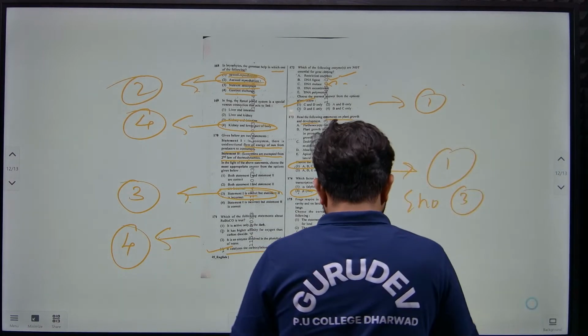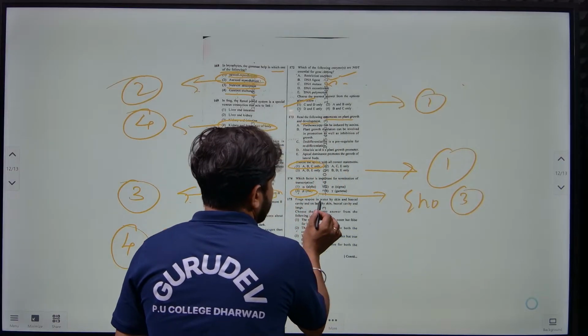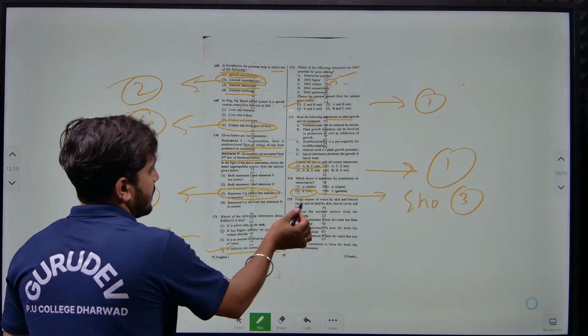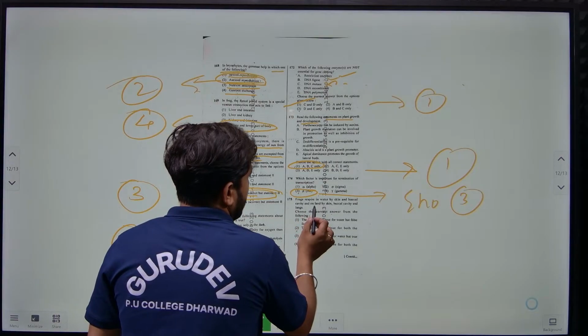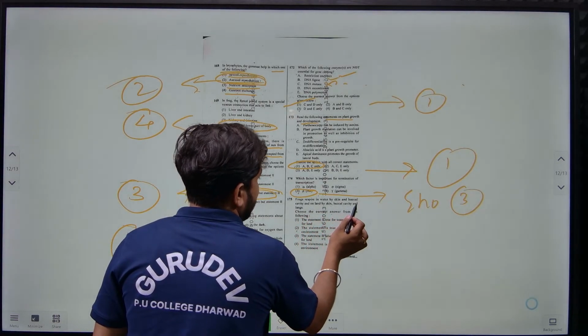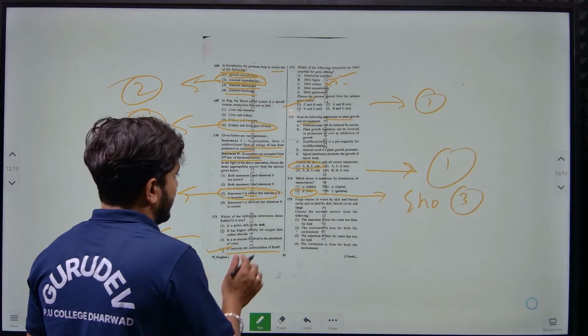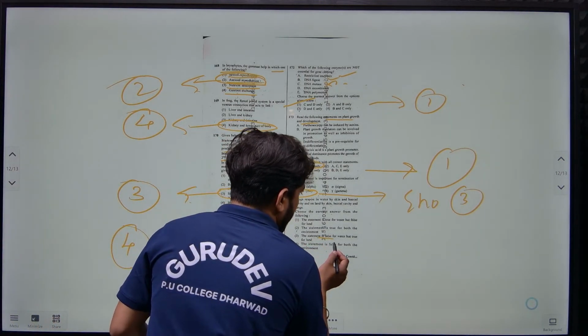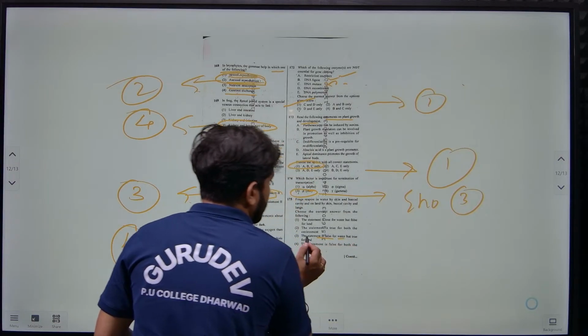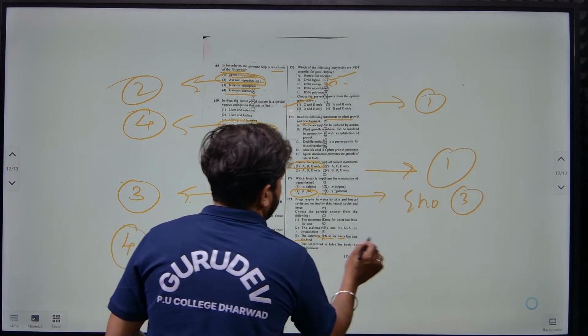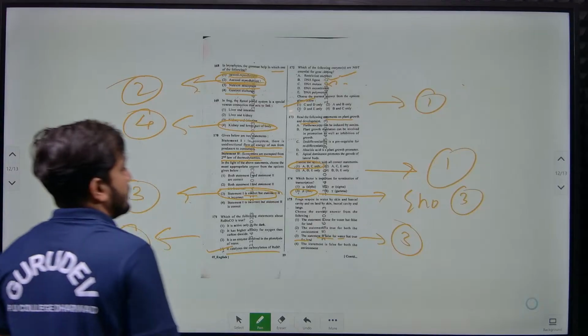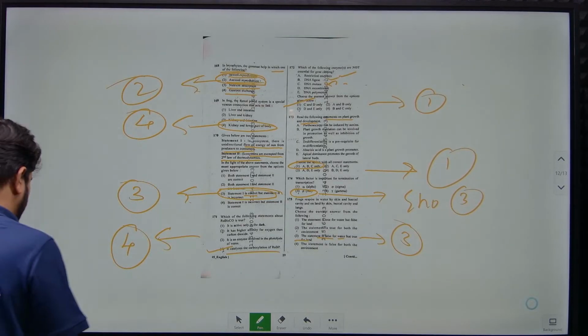Then moving on to the next, a frog respires in water by skin and buccal cavity, and on land by skin, buccal cavity and lungs. Choose the correct option. According to that, statement 1 is false for water but true for land, that is option 3, right? So that is the 175th question.